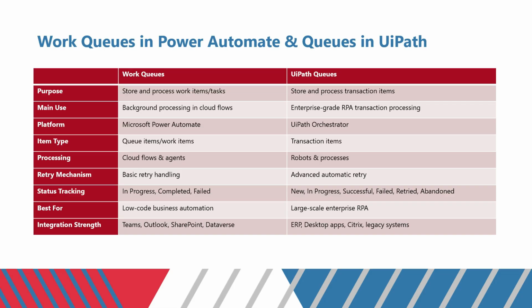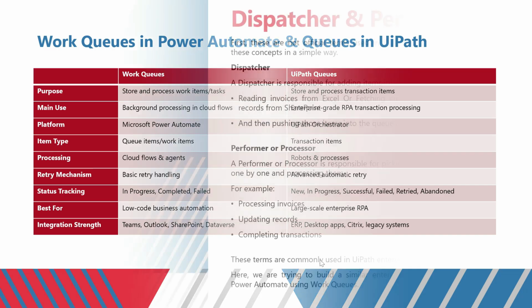And finally, let's talk about integration strength. In work queues, we can integrate with Teams, Outlook, SharePoint, and Dataverse. In UiPath queues, we can integrate with ERP, desktop apps, Citrix, and legacy systems.